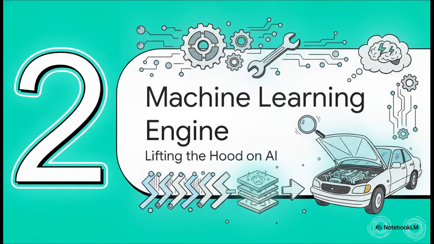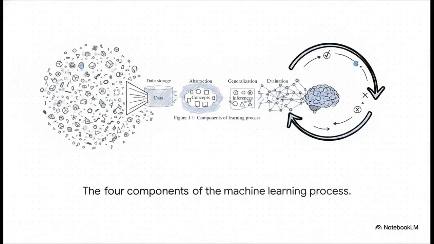Section 2. The machine learning engine, lifting the hood on AI. So the continuous flow of the machine learning process actually starts with data storage, which is basically just massive amounts of raw information. From there, the system moves to abstraction, where it forms concepts and extracts knowledge by fitting a mathematical model to the dataset. Then it moves right into generalization, where it makes inferences about completely new, unseen data, before finally cycling into evaluation. It is essentially this automated, iterative loop of learning from experience.